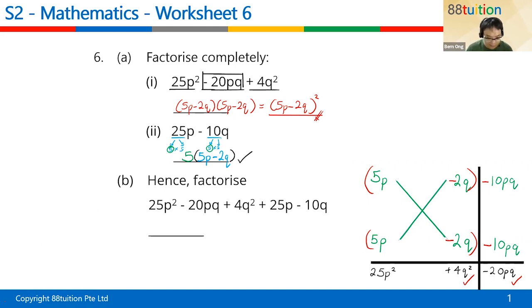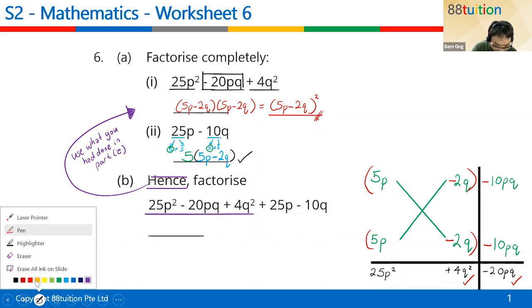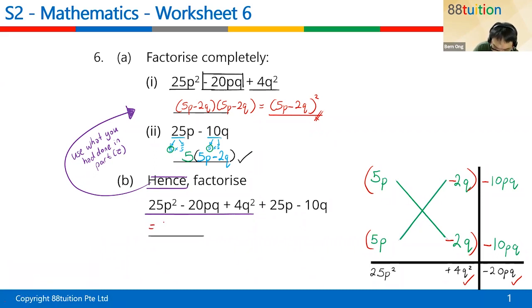Oh no, this is difficult. Can you see when they use the word hence? Hence means that you have to relate back to what you have found in part A. You have to use what you had done in part A. You have to show that. Can you see that this portion here is very familiar? This portion is actually the red color that we did just now, which is 5p minus 2q.